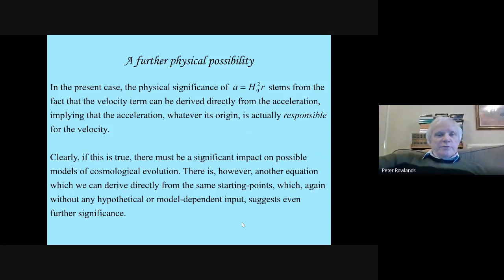So we consider the physical significance of the formula A equals H0 squared r to be due to the fact that the velocity term can be derived from the acceleration, implying that the acceleration, however it originates, is responsible for the velocity.